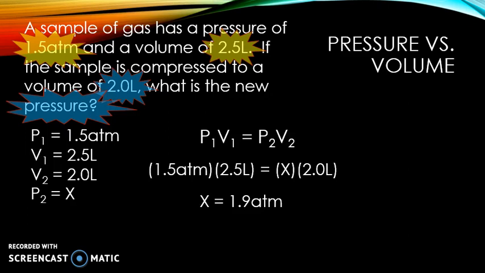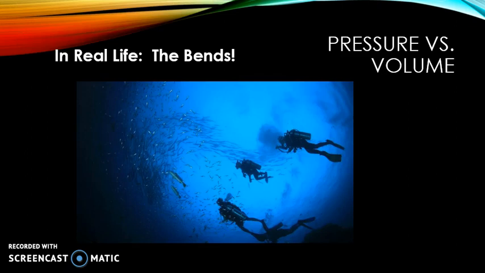Probably a good idea to have a real-life example of what Boyle's law is actually all about. And the thing that comes to my mind would be in scuba diving, you can actually have a condition known as decompression sickness, or the bends. The next video will get you a little bit more insight into this specific condition.